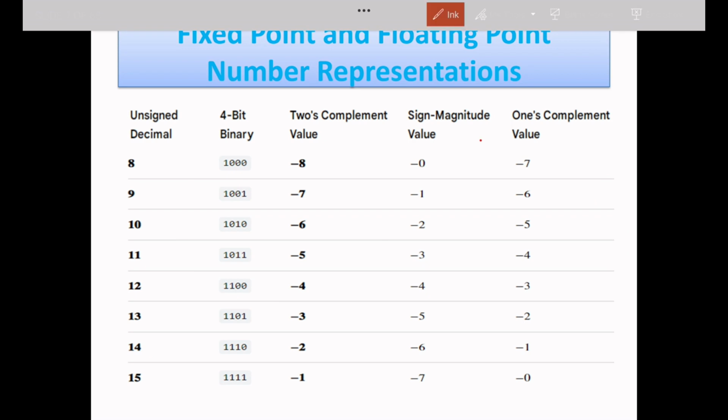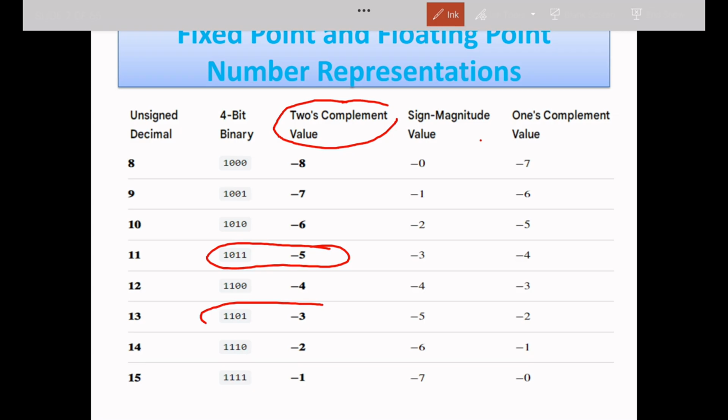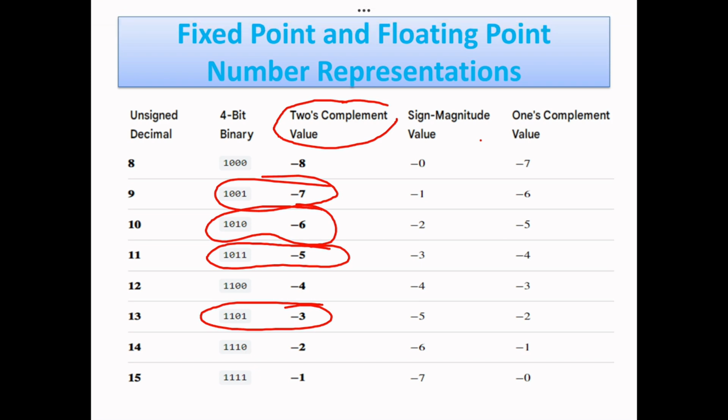The question is about 2's complement. So what is 1011? 1011 is the number 5 first. Second, n2 is equal to 1101. Where is 1101? 1101 is minus 3. You have to write this in your copy. Third, 1010. We already explained how to find the value. This is minus 6. And n4 is 1001, which is minus 7. This topic we already discussed, so write it in your copy.